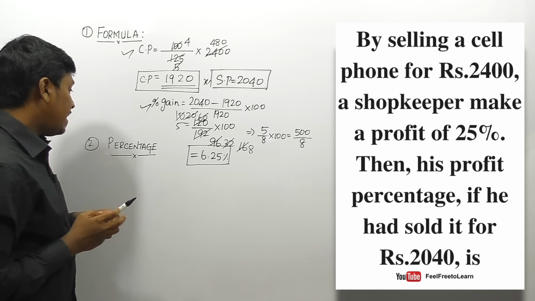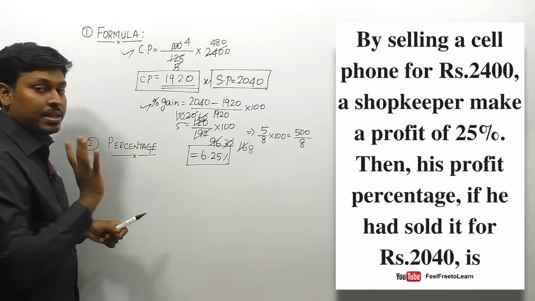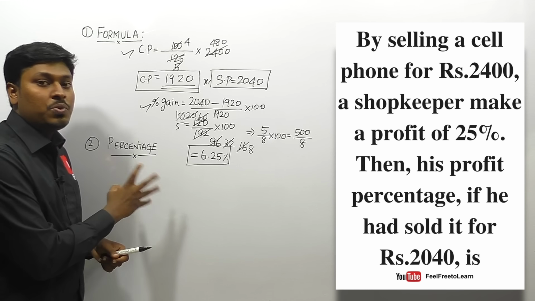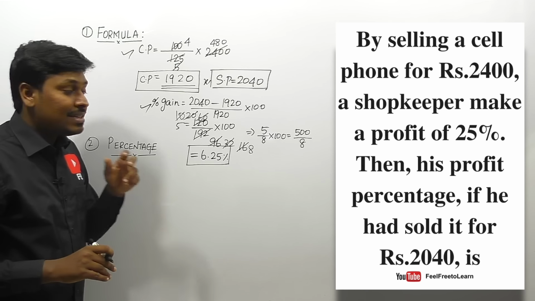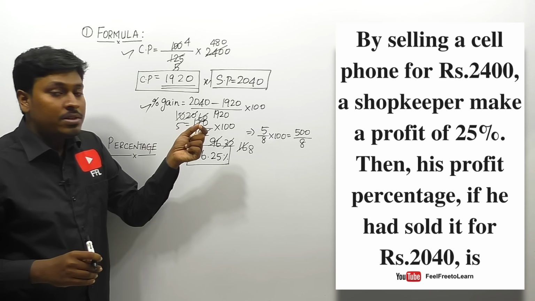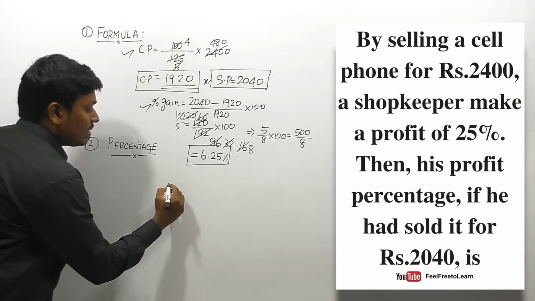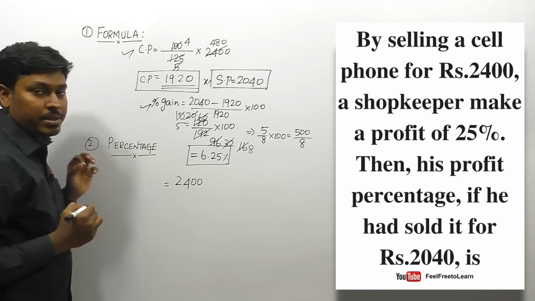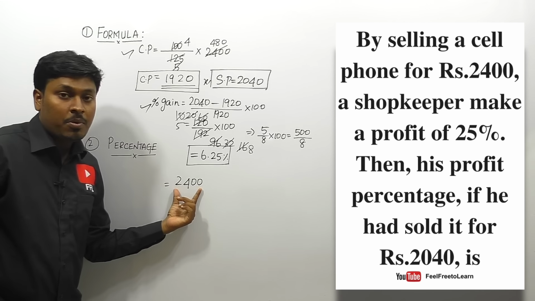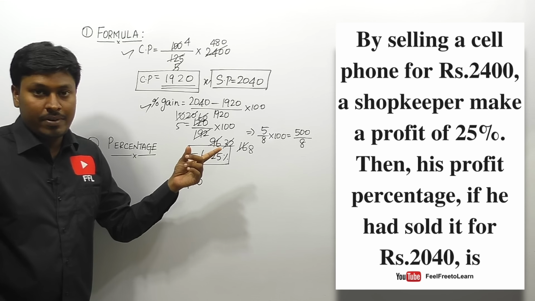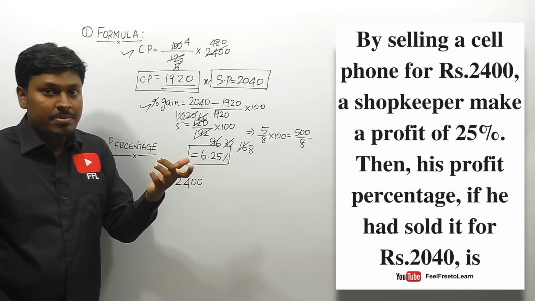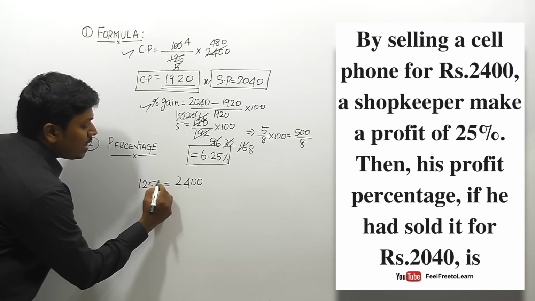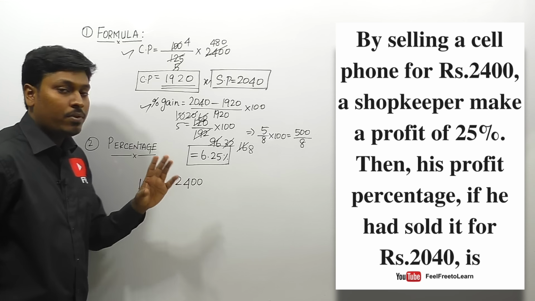So friends, let me solve the same question by using the percentage method, which is most important. Simply by writing a 2-step, we can solve this question. Listen carefully. First of all, a phone is sold for 2400 rupees, and after selling for this amount, he got 25% profit. So 100% will be the cost price, 25% will be the profit. So we can say that 125% will be 2400 rupees.